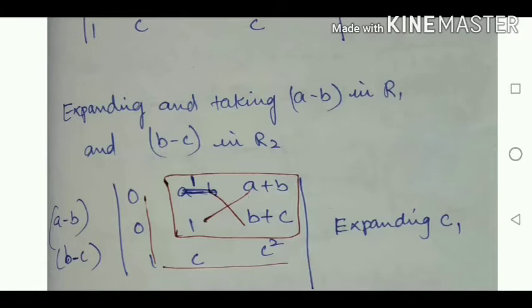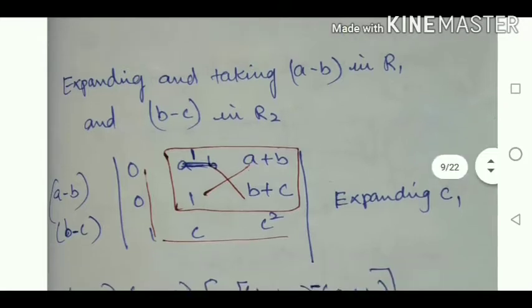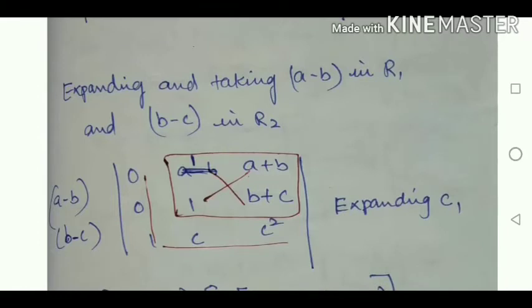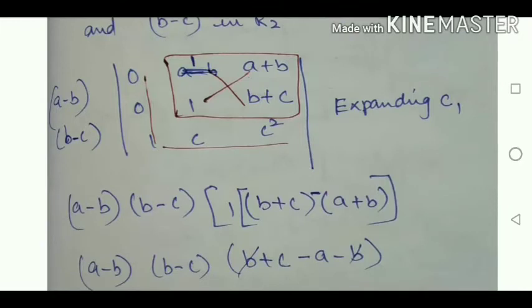Now you are taking the expansion. Here I take the first column, because in the first column there are 2 zeros. So if you find the minor of 1, it is easy for you to find the value. If 2 zeros are there, you take that column. Here I am finding the minor of 1. Minor of 1 means the first column and third row are eliminated. We are getting 1 a plus b, 1 b plus c. Then you cross multiply it.